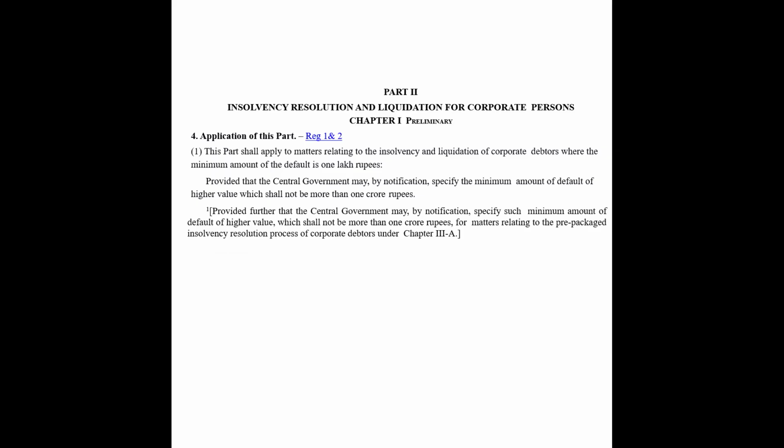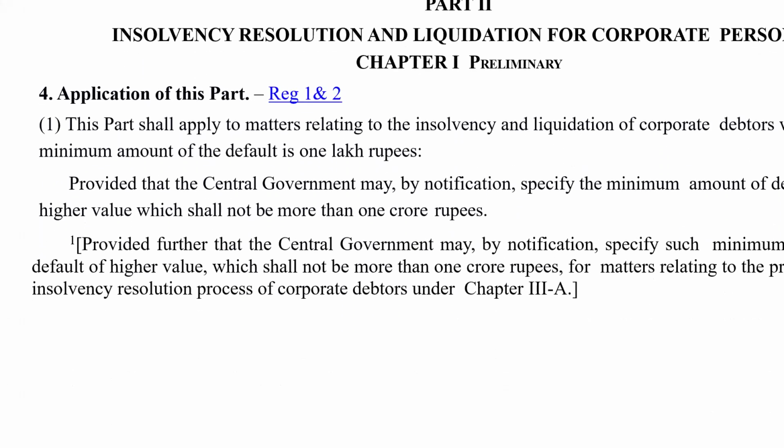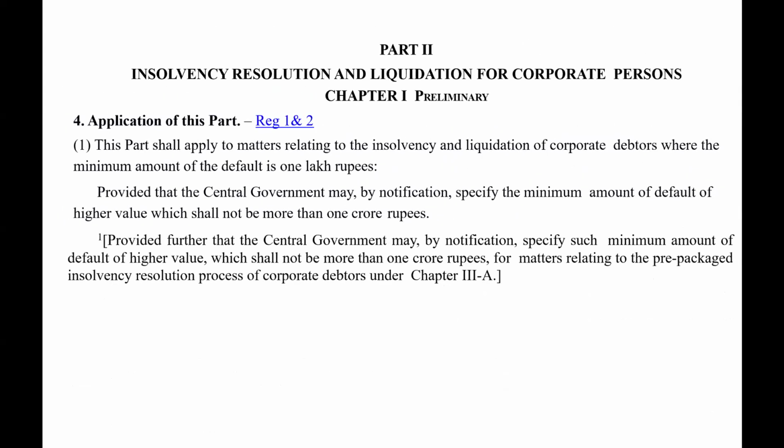Now let us see section 4. What it says, this is covered in part 2. And they say application of this part. So this part shall apply to matters related to insolvency and liquidation of corporate debtors where the minimum amount of default is 1 lakh rupees, right? Provided that the central government may by notification specify the minimum amount of default of higher value which shall not be more than 1 crore rupees, right?